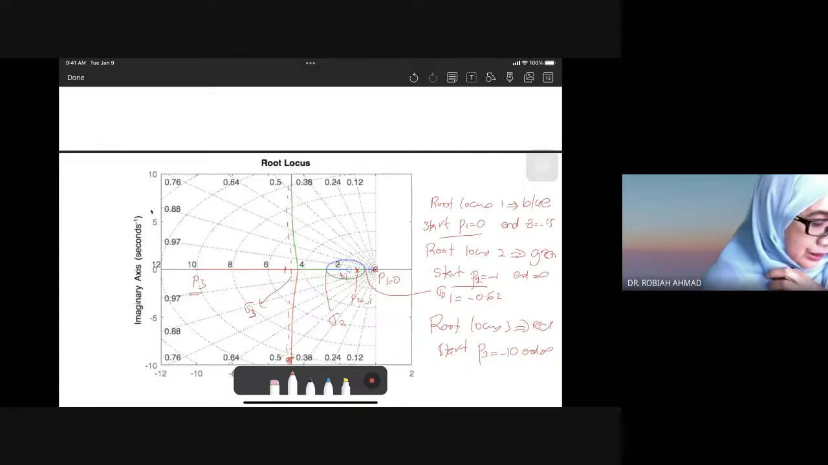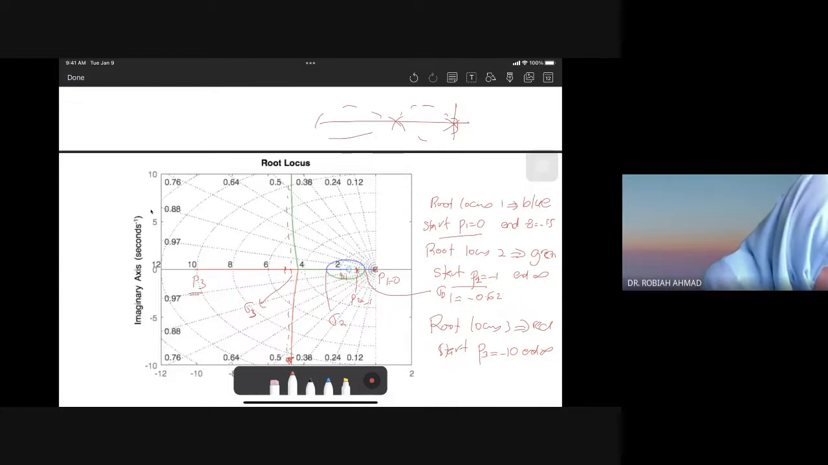So when we sketched just now, it says that somewhere here and then somewhere here. Here it will break, because there is 1 zero, so the poles must end at zeros. So it goes here and breaks, then goes to the zero. But the other one, it breaks again and will go to infinity.